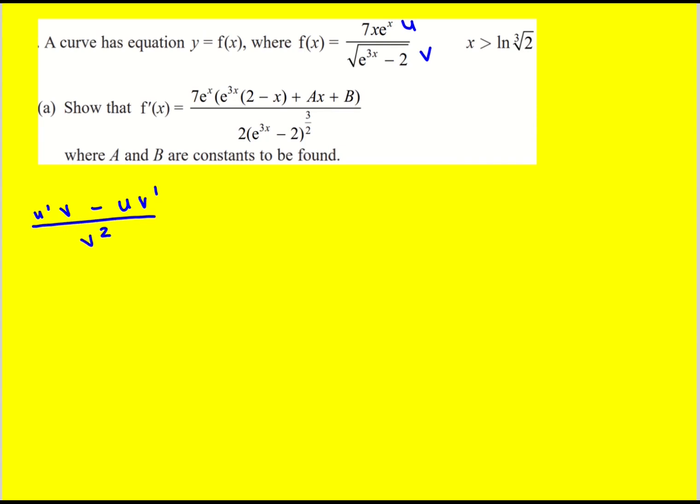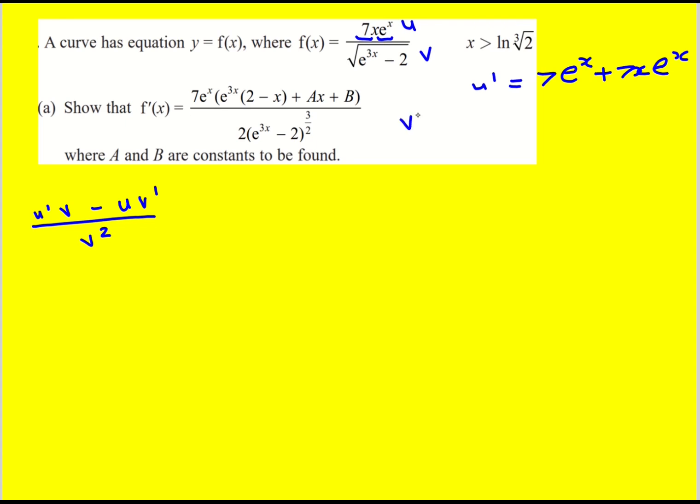over v squared. To find u dash, I'm going to actually use the product rule, but I'm not going to start writing more u's and v's down. I'm just going to take the 7x as one of my functions and e to the x as the other. So differentiate the 7x and times by e to the x, and then take 7x and differentiate e to the x and times by that. So that's my u dash. Sometimes if you start writing all the formula down, it can actually just make it messier.